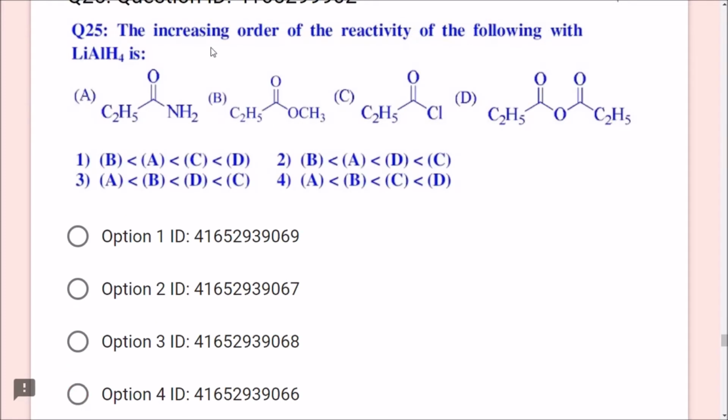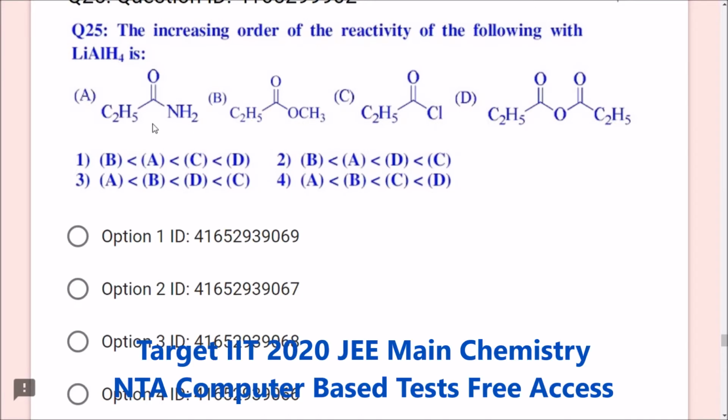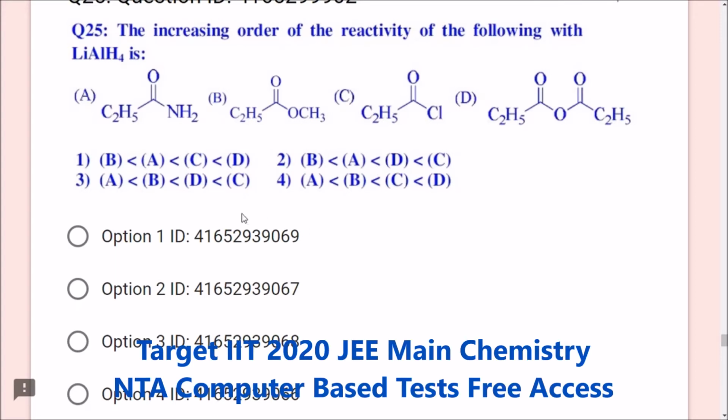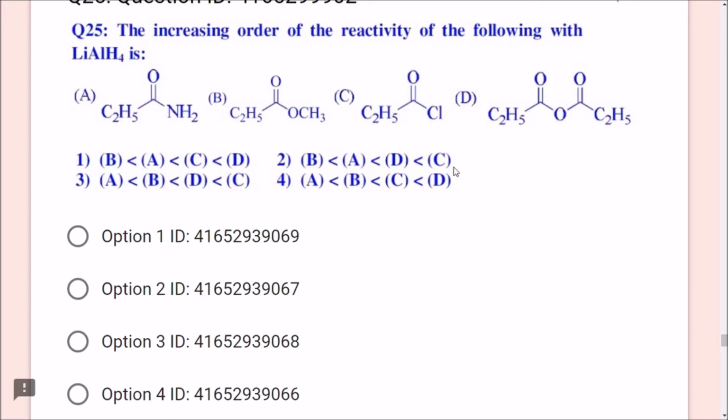Next, question number 25. The increasing order of reactivity of the following with lithium aluminum hydride is... yes friends, this is amide, ester, this is acyl chloride, whereas this is anhydride. So what about lithium aluminum hydride reduction? Acyl chlorides easily undergo reduction, so this C is going to be highly reactive. Option 3 is showing C, option 2 also showing C, highly reactive. Next, when compared to ester, anhydride easily gives the reduced product. So D is going to be the next answer.